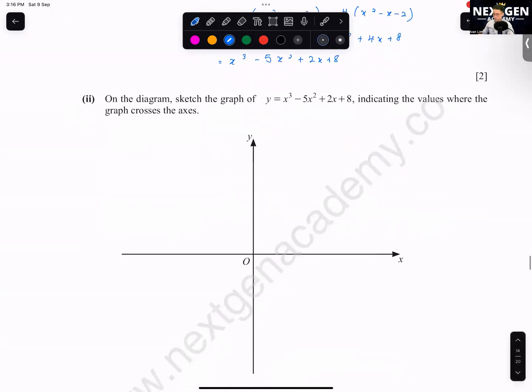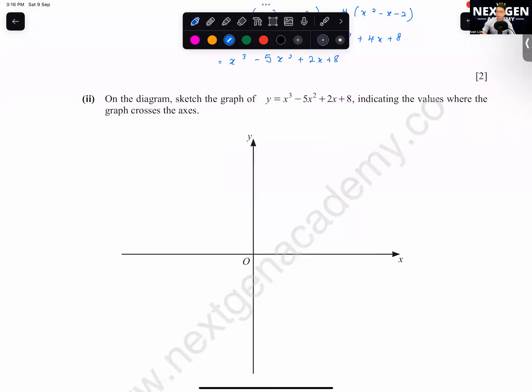Okay, next one. On the diagram, sketch the graph of y equals x cubed minus 5x squared plus 2x plus 8, indicating the values where the graph crosses the axis. One of the possible graph questions that have also been coming out is the cubic graph.